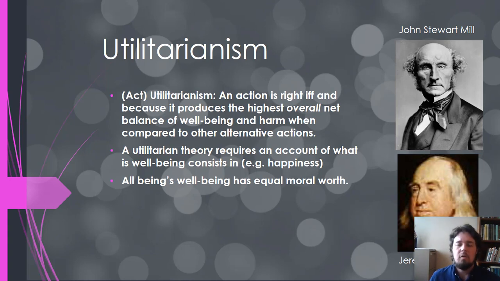Now, the key word here is overall well-being. So it's not just about your own well-being, it's about overall well-being on the planet, in the universe. So a utilitarian theory requires an account of what well-being is. And there are different theories of well-being, but many utilitarians say that happiness is well-being. So if you want to do the right thing, then you're just trying to promote overall happiness and minimize misery.